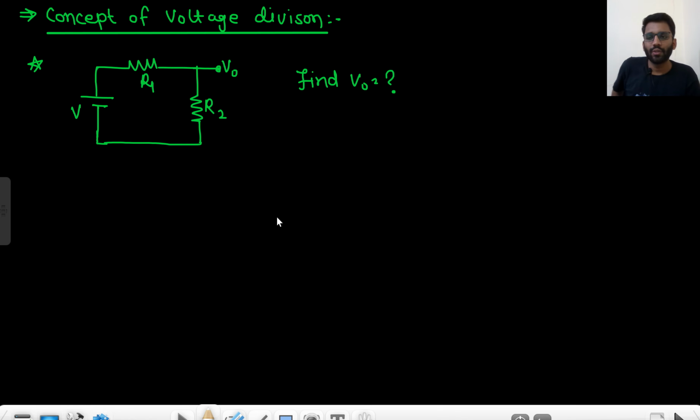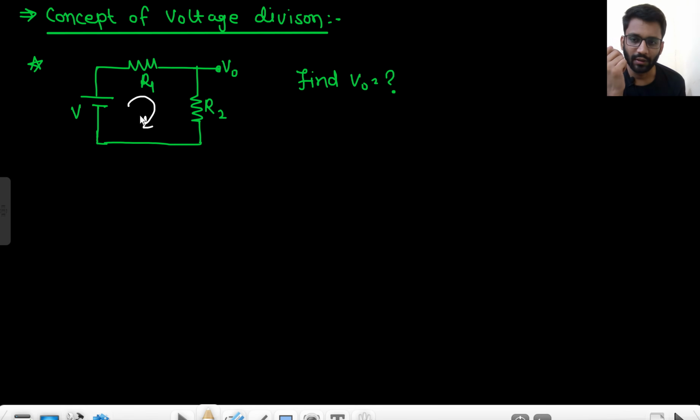Hello everyone. So in this video we will see the equivalent resistance problem of infinite ladder. But before that we need to know some basic concepts. If you already know these concepts, voltage division and current division, then you can skip it. But let's see. In this question you need to find the value of V naught.